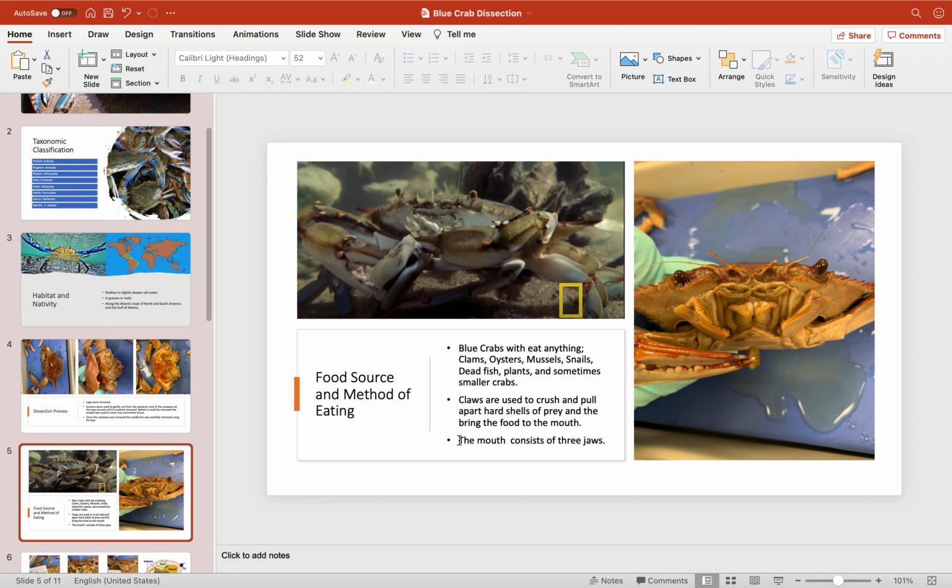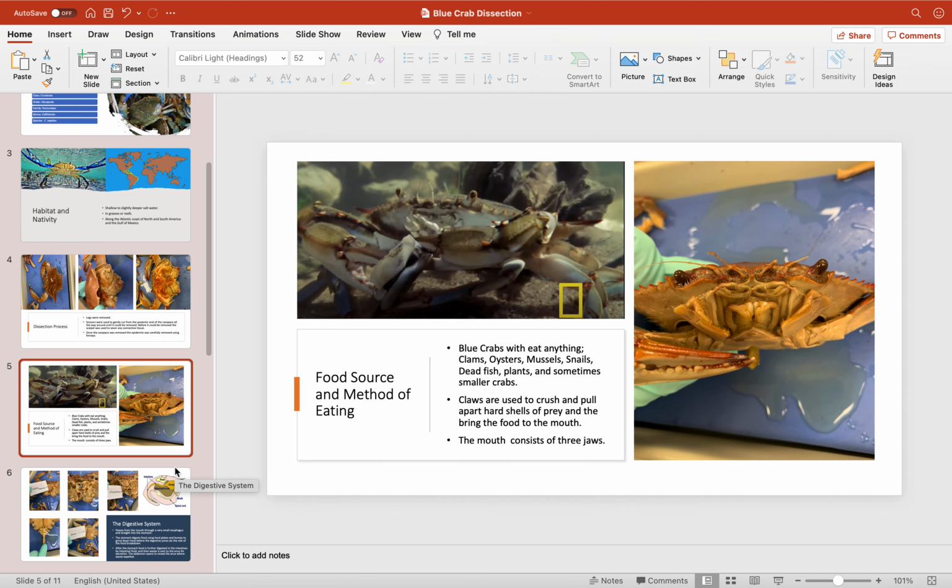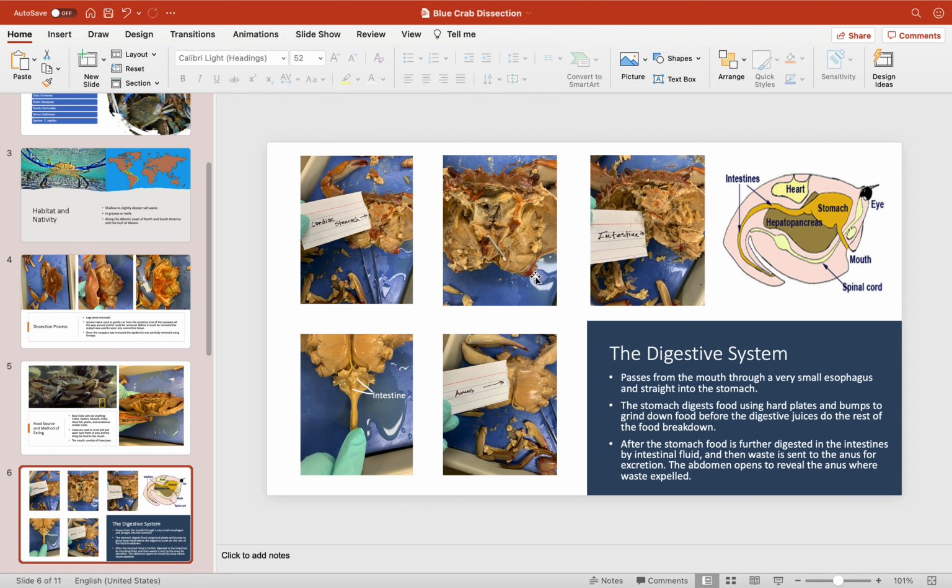Interesting fact about the blue crab is that their mouth actually consists of 3 jaws, which you can kind of see in this picture here. This is that mouth, and the food passes through all 3 jaws and is crushed even more by that process. But interestingly enough, their 3 jaws don't do the same job at crushing the food as our mouth would. Their stomach is actually specialized in a way that it digests the food further by bumping and grinding it down before the digestive juices finish the job.